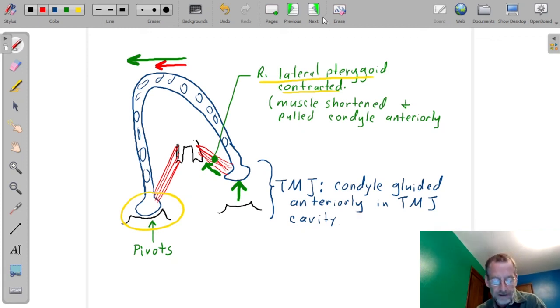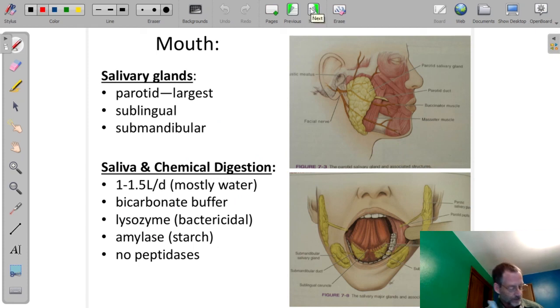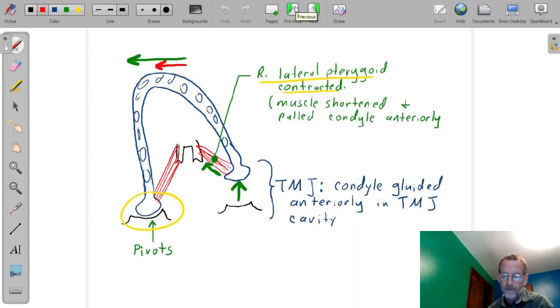So that's enough of the muscles of mastication and the action of the lateral pterygoids. So I'm going to stop with the previous slide. So we'll stop here.